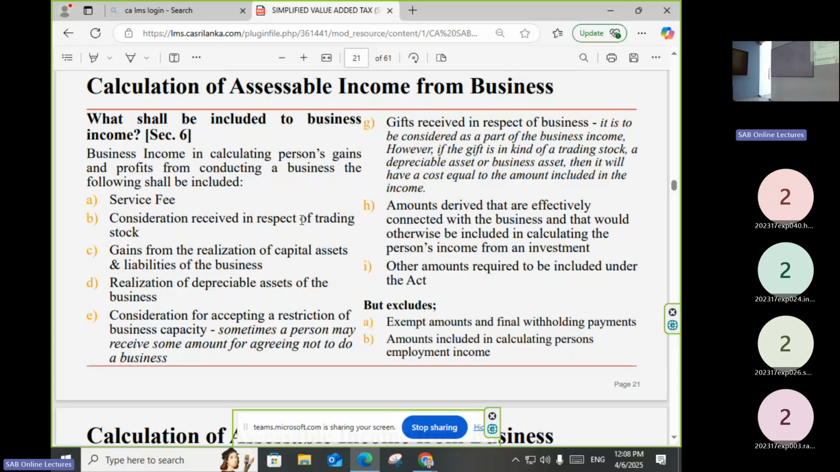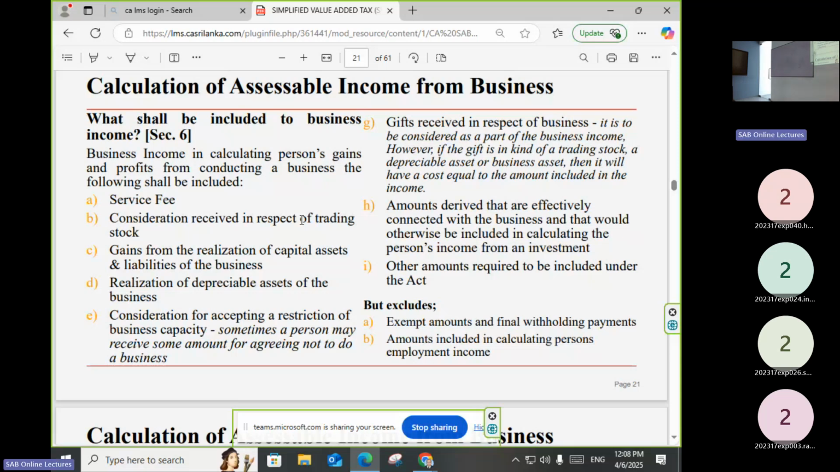But if the gift is in connection with the business, we have to consider it. Right? It is considered as part of the business income. However, if the gift is trading stock or a depreciable asset of the business, it will have a cost equal to the amount included in the income. Amounts derived that are effectively connected with the business and that would otherwise be included in the calculated gross income from investment, or any other amount that needs to be considered as per the law, should be considered as part of business income.